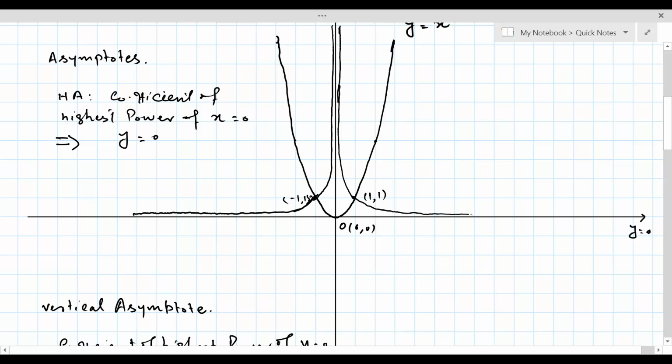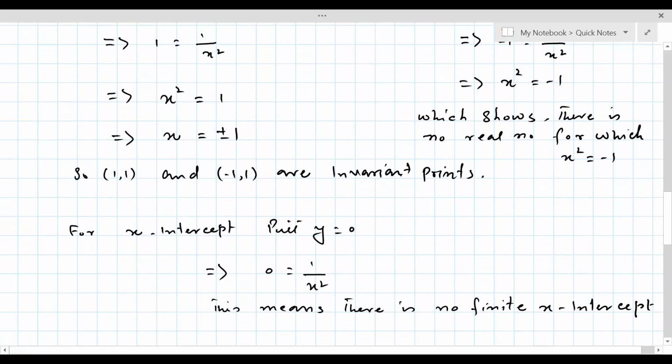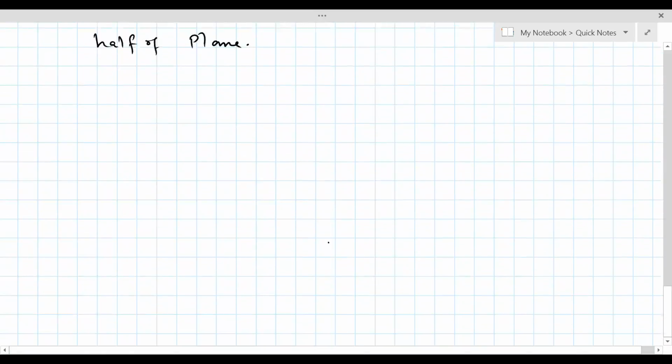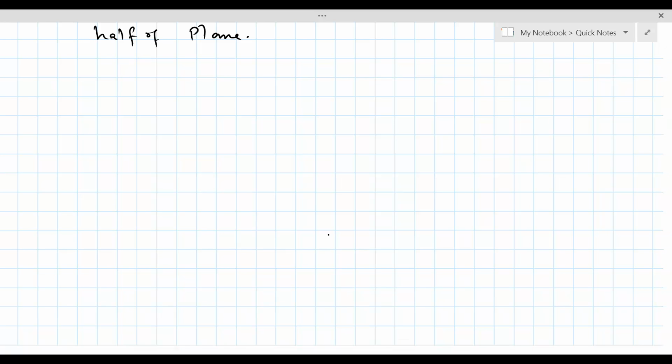So this is the graph. Because it doesn't exist in the lower half of the plane, so this is all y is equal to 1 over x square. This is the graph of the reciprocal function. You can try finding graphs of other reciprocal functions which are quadratic.